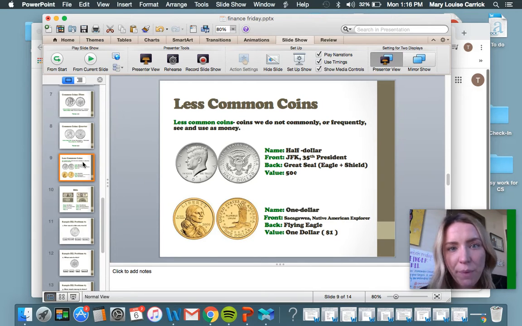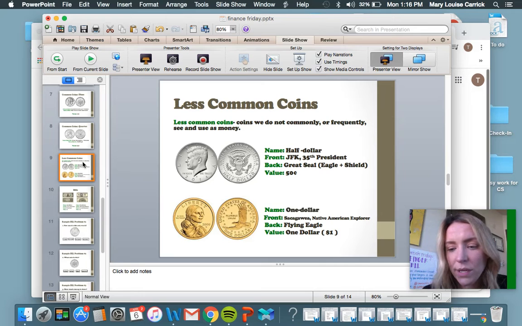So worth 2 quarters, 25 cents, but 25 cents is going to equal 50. And then next are $1 coins. We really rarely see this. Once again, they're a huge collector's item. People like to keep these. And so our $1 coin, it's worth the same amount as a $1 bill.